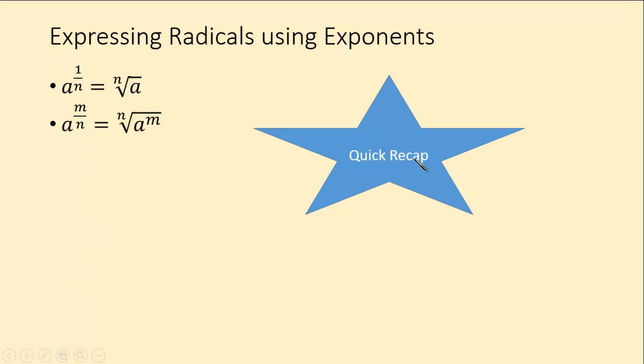So again, a quick recap. a to the 1 over n is the nth root of a, and a to the m over n is the nth root of a to the m power.